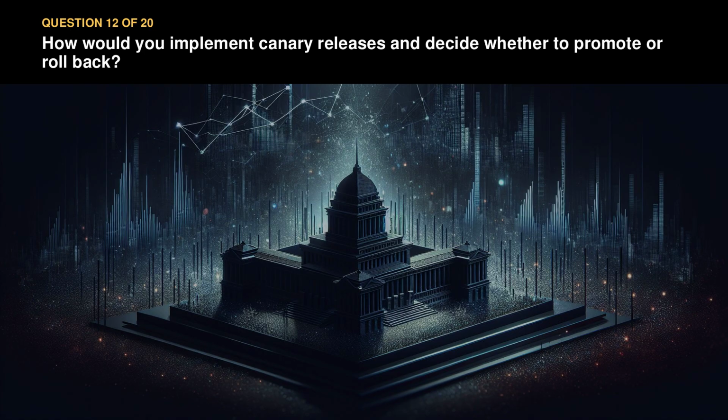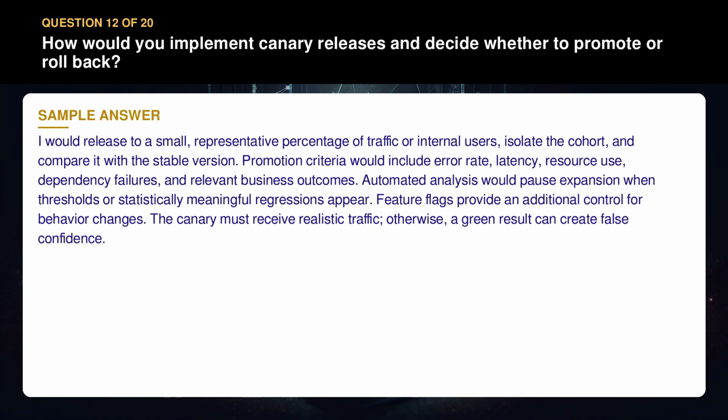Question 12. How would you implement canary releases and decide whether to promote or roll back? I would release to a small, representative percentage of traffic or internal users, isolate the cohort, and compare it with the stable version. Promotion criteria would include error rate, latency, resource use, dependency failures, and relevant business outcomes. Automated analysis would pause expansion when thresholds or statistically meaningful regressions appear. Feature flags provide an additional control for behavior changes.